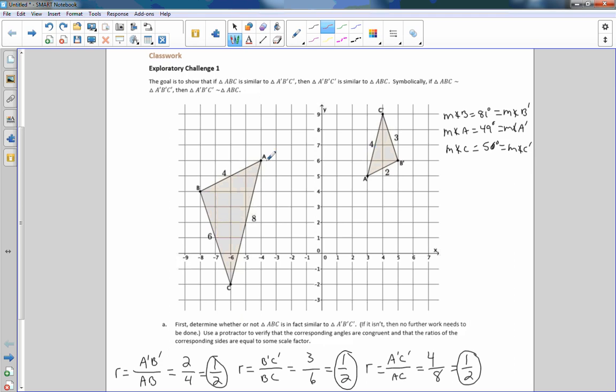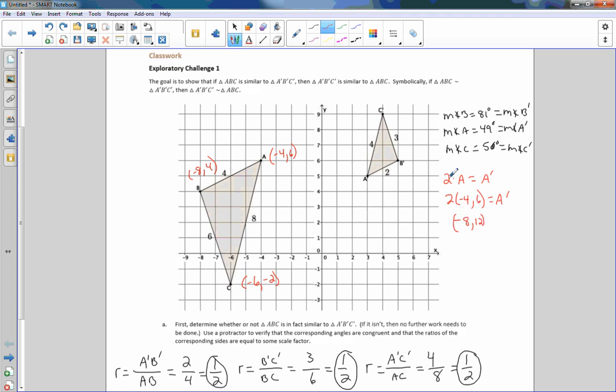So let's make this triangle smaller. A is at -4, 6. B is at -8, 4. And C is at -6, -2. So now if I say the scale factor of 2 times A is going to give me A prime, and my A is -4, 6, then my A prime is going to end up being -8, 12.